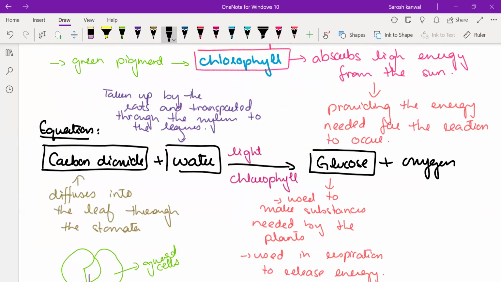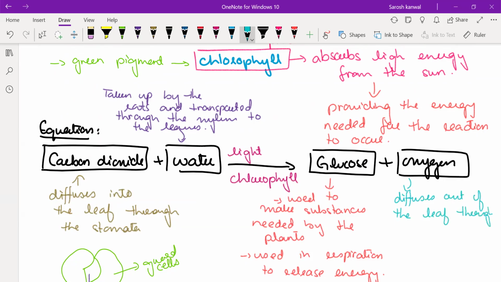And this oxygen, we say it diffuses out of the leaf through the stomata and it is used in respiration as well. Is that clear?